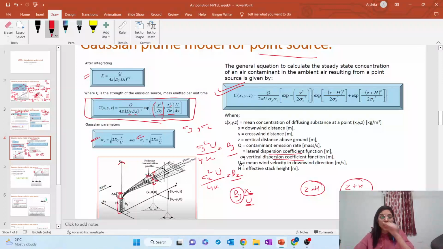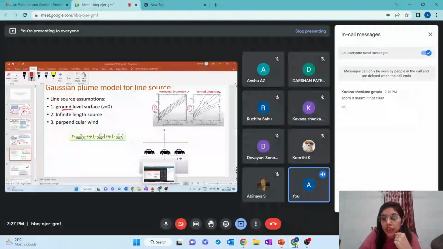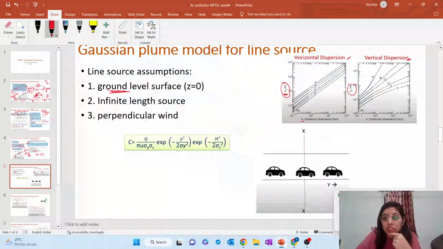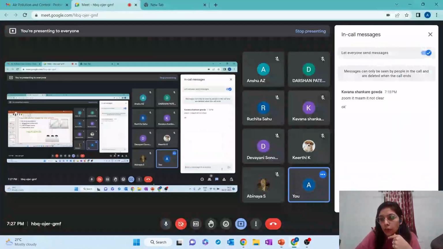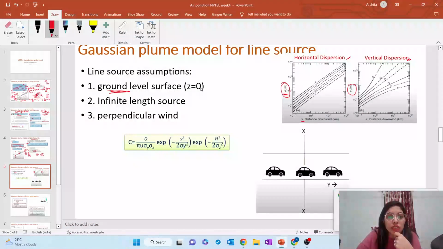Okay, now let's move toward the line source. For line source, again there will be assumptions. The first assumption is that we are taking the line source at ground level. If we take the line source at ground level, z becomes 0. Then another is that x is perpendicular.